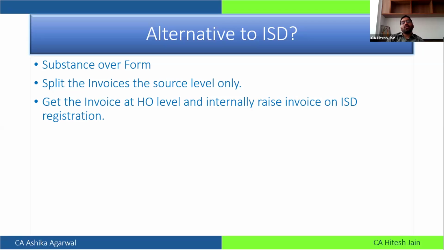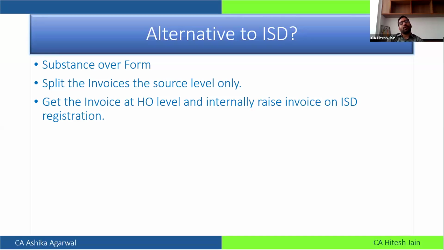Next, what is important is to understand the substance over form, like the cases I discussed of advertising and marketing services. Now, if advertising and marketing services are taken by the HO, it relies upon the HO to decide in which state and to what extent they need to advertise or market to ultimately benefit the company as a whole.